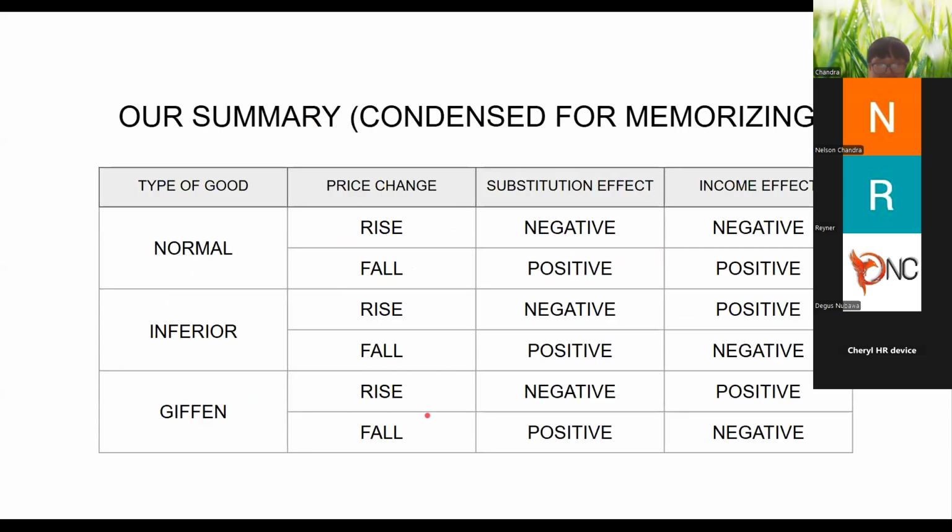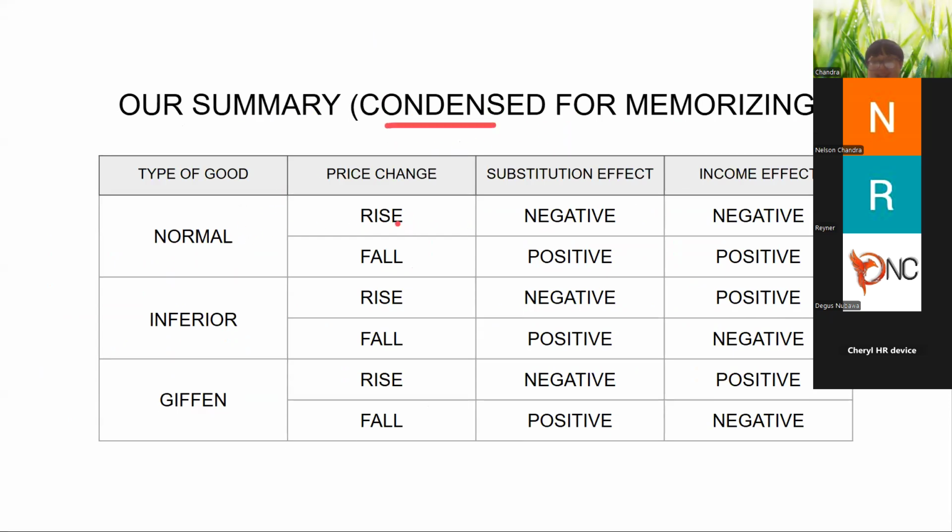There's a summary here. It's very easy to remember. If it's a normal good, when the price rises, the substitution effect will be negative. So this also you can remember. There's also another way to understand these kinds of effects. When the price rises, the substitution effect will be negative, and the income effect will be negative. Again, if it's normal, both of these should be the same. You see, both the substitution effect and the income effect should be negative, negative, or positive, positive.